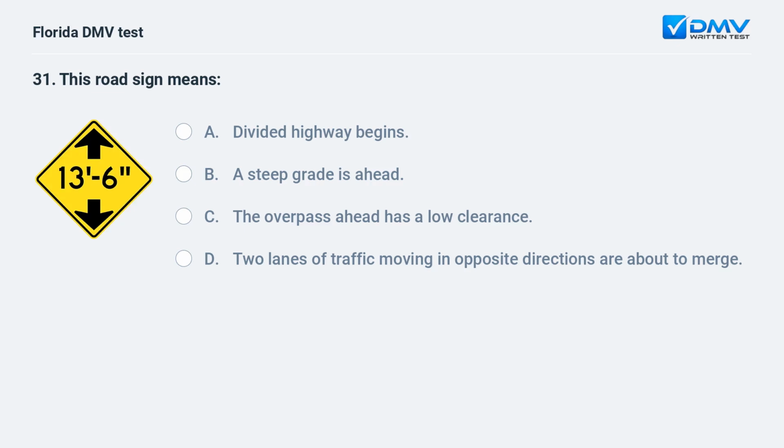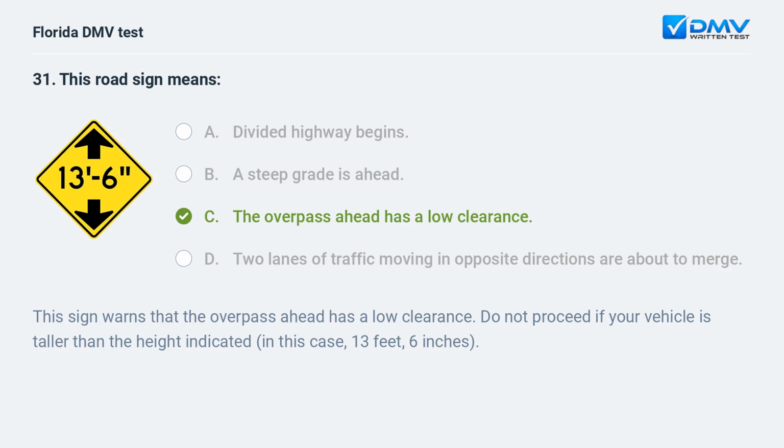This road sign means A. Divided highway begins. B. A steep grade is ahead. C. The overpass ahead has a low clearance. D. Two lanes of traffic moving in opposite directions are about to merge. C. The overpass ahead has a low clearance. This sign warns that the overpass ahead has a low clearance. Do not proceed if your vehicle is taller than the height indicated, in this case, 13 feet, 6 inches.